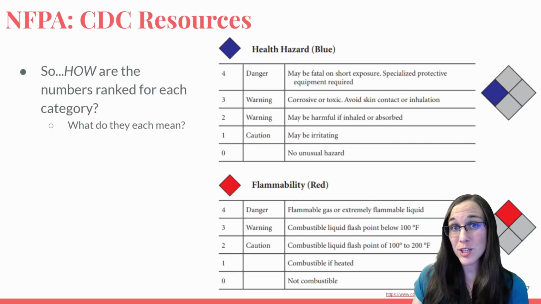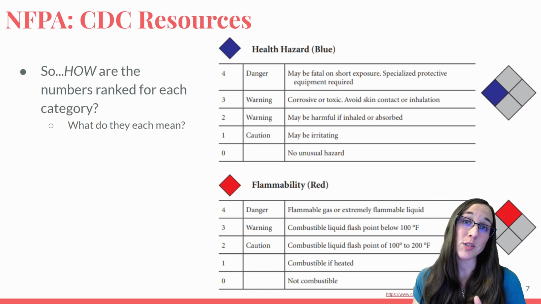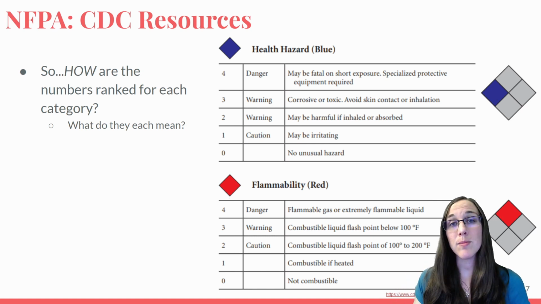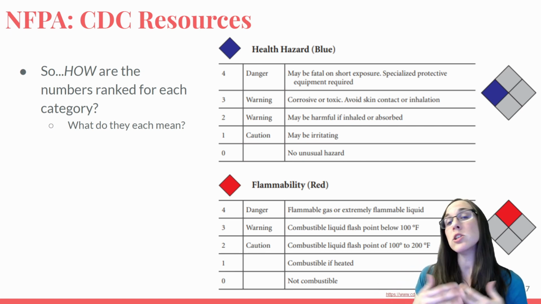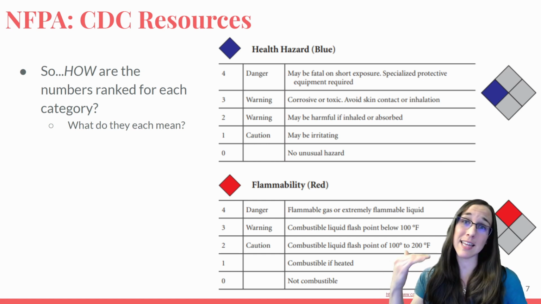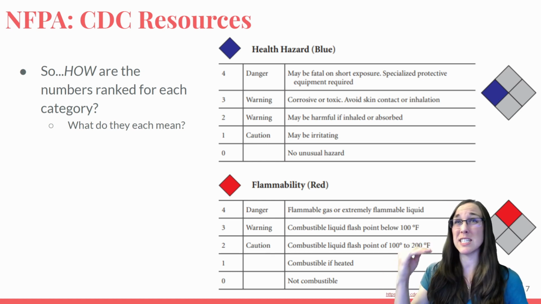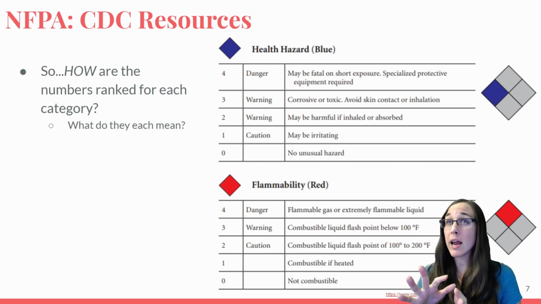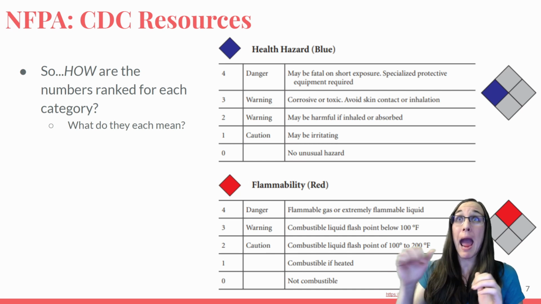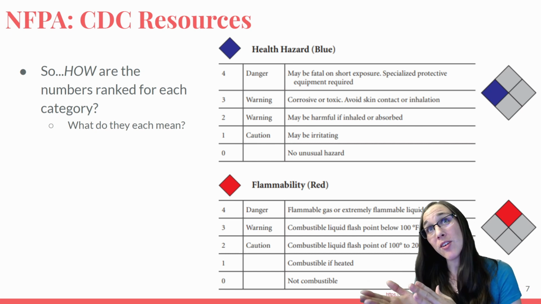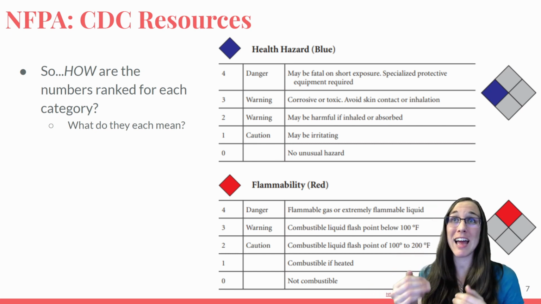So let's go through each quadrant here and talk about what each one means and how the 0 to 4 numbers are ranked. We can have anywhere between 0 and 4. 0, typically for all of them, is no unusual hazard, nothing to really worry about. And if you get all the way to 4, that's the max. This is the worst. This is danger, red flags. So anytime you see a 4 in any of these quadrants, that means really dangerous for that category. If you see a 0, it means you're pretty good, that category's fine.